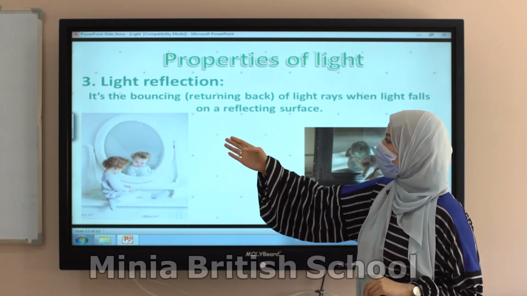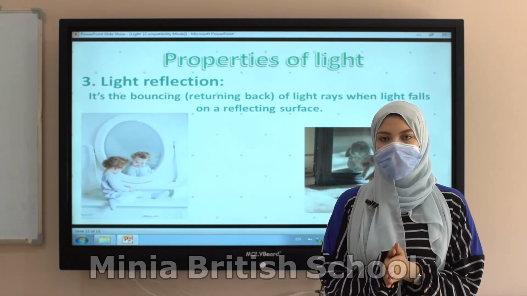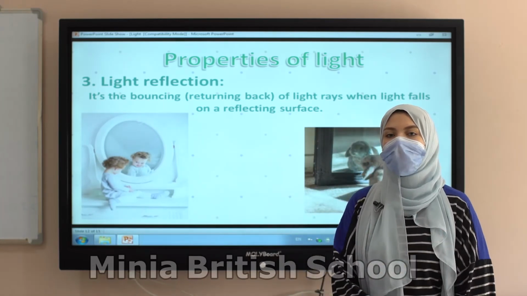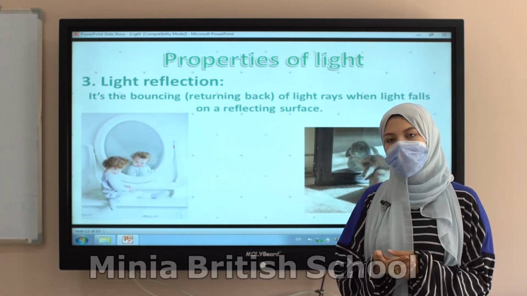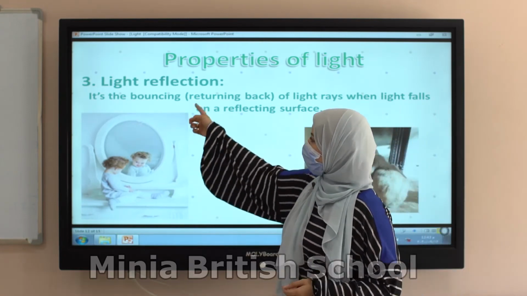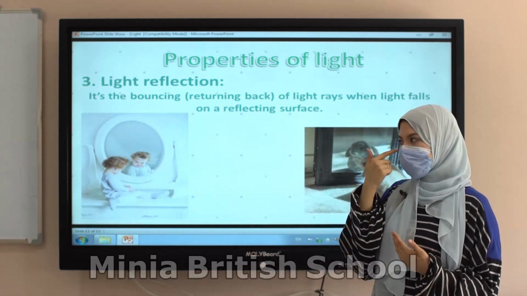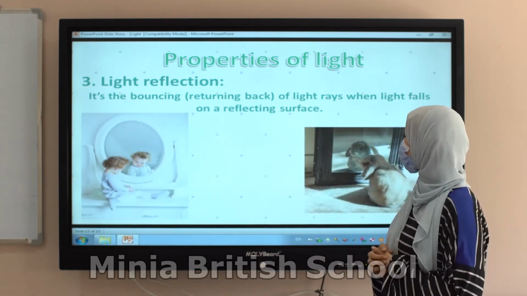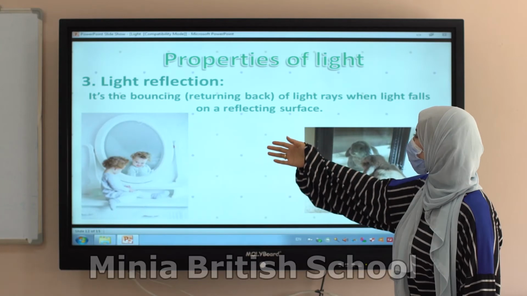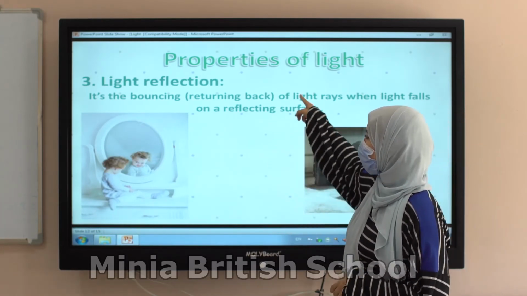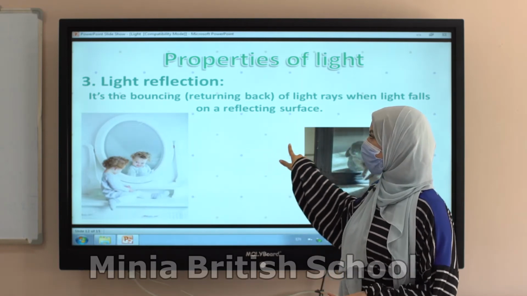Let's know the third property of light, reflection. If you look at the mirror every day, you can see yourself. Have you ever asked yourself why you can see yourself in the mirror? Because of light reflection, the returning back of the light which reaches your eyes. Light reflection is the returning back of light rays when light falls on a reflecting surface. And we have types of reflecting surface, smooth and rough.